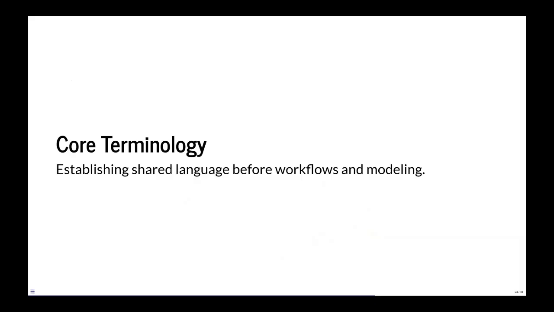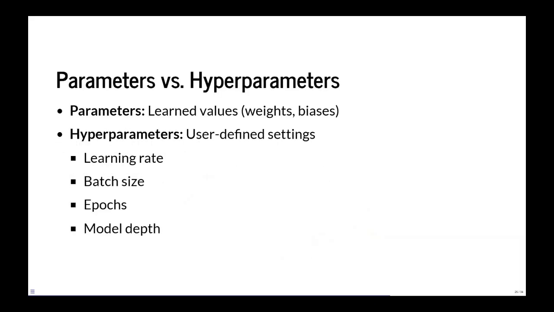Going into some of the core terminology now, this is an important step before we move into how to actually train these models, because we're going to be using some of this terminology throughout the rest of this workshop. So we have things called hyperparameters and parameters. Parameters are those learned values, those weights and biases that we see within these networks. And these are what are trained throughout the model.